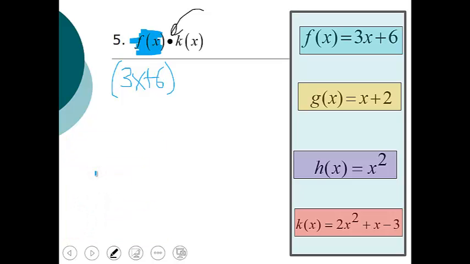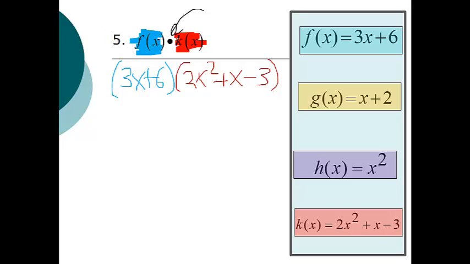So I got my k of x, is my red. So my red k of x becomes the 2x squared plus x minus 3. Reason I said this was all sorts of fun is because if you notice, remember from Algebra 1, this is the only thing that's Algebra 2, taking the f of x and k of x and plugging it in. That's it. Everything else is Algebra 1 material.